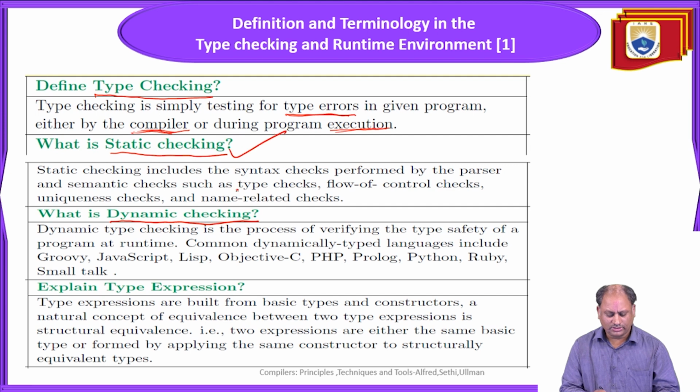Static checking is nothing but type checking, verifying the errors. Static checking is verifying the syntax checks performed by the parser, and the semantic checks, flow control checks, and the uniqueness and name related checks. So here, when we declare types, variable names, arrays, pointers, any declarations, we may forget some of the types in that expression value.